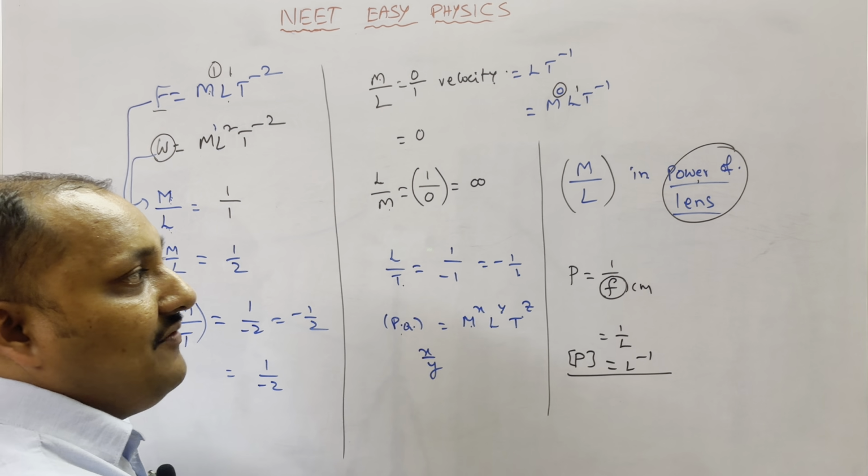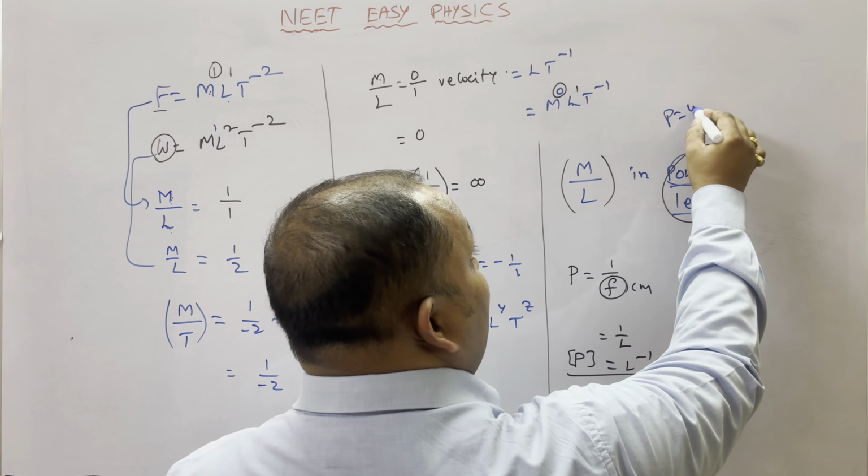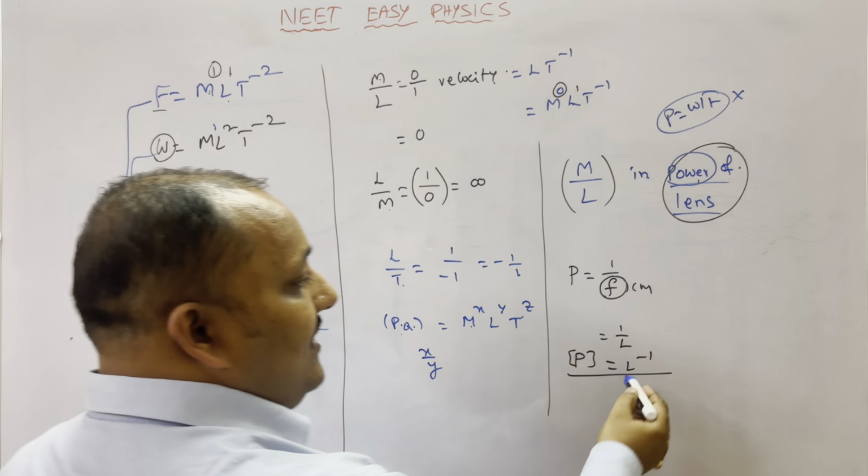Some people will get confused. For power of lens, they will write the power formula: power is equal to work by time. But the lens formula is not this one. Okay. So L power minus 1.